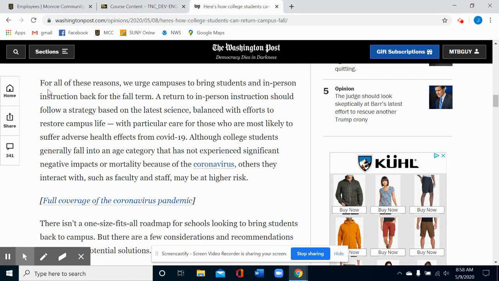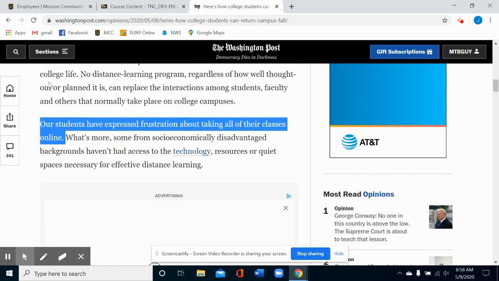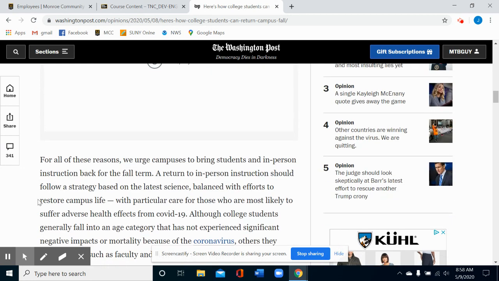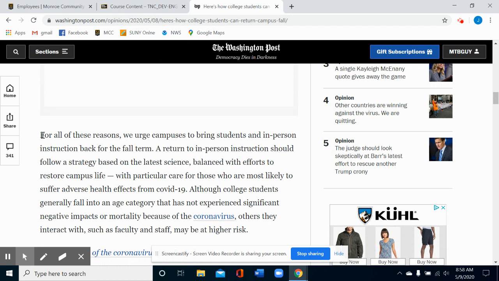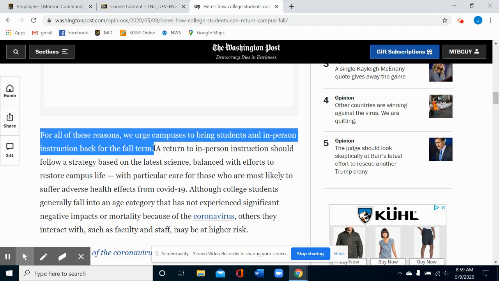So they then move into their thesis. So up here, again, a background of the problem. They then move into their thesis. For all of these reasons, we urge campuses to bring students and in-person instruction back in the fall term. This "we urge" is a claim of policy. This is a call to action, okay? Calling campuses to do something.